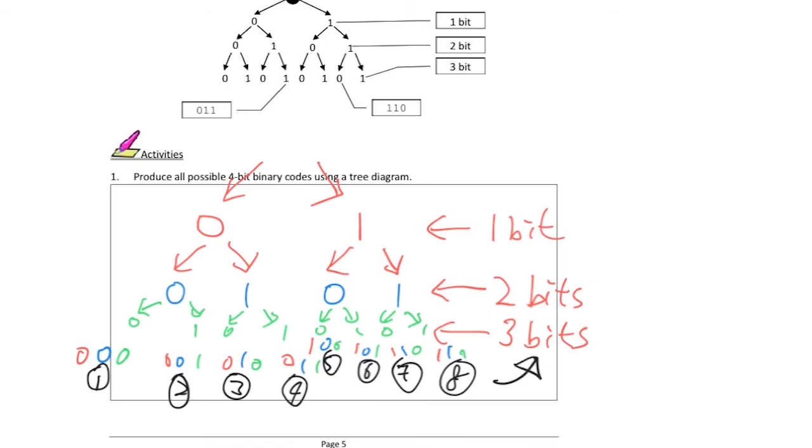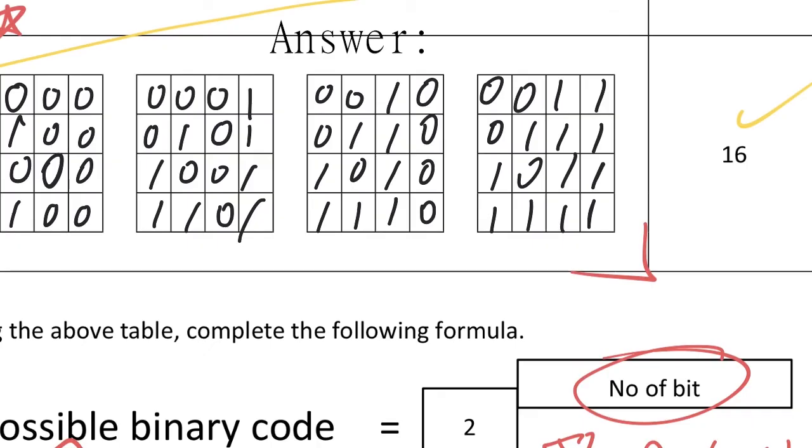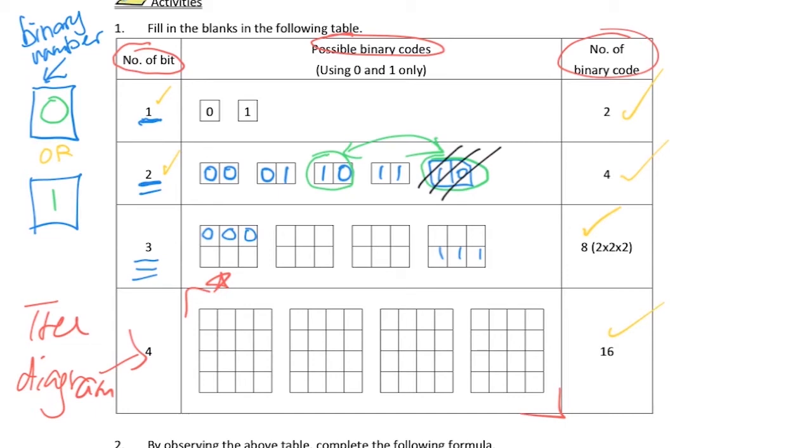Okay, and for this exercise you should try to find the possible outcomes of 4 bits. Try it yourself. So back to here, you can try to use the tree diagram method on the next page to find all the answers here. And the result should be 16.